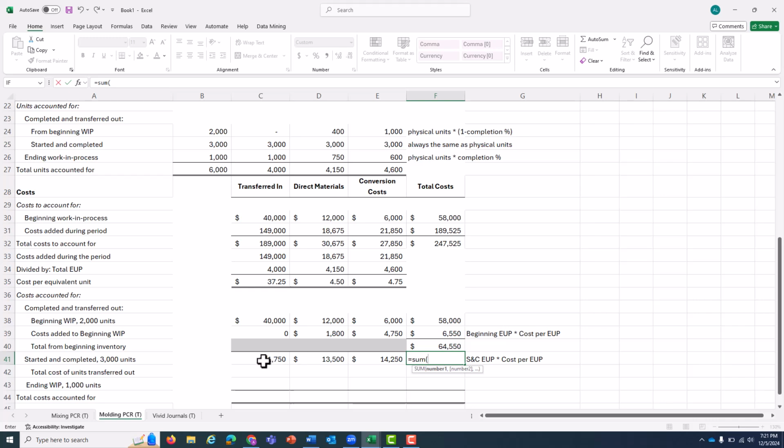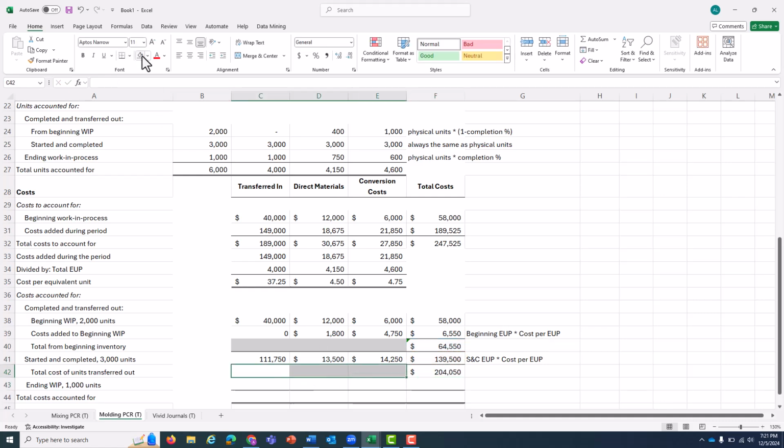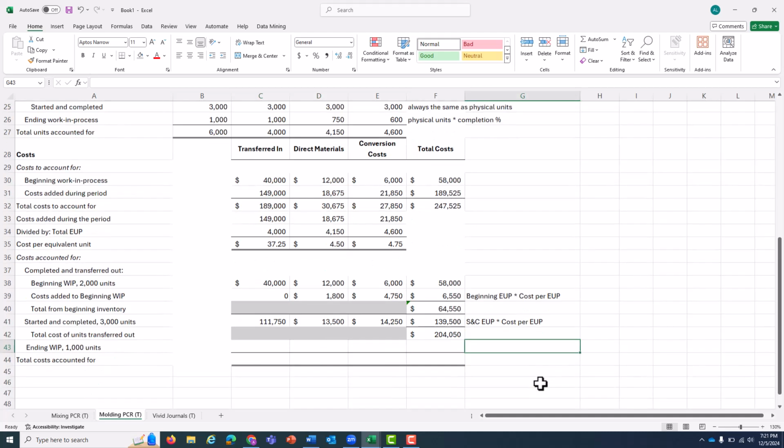And if we sum all that up, those 3,000 units that got made all the way by the molding department during the period cost $139,500. So all in all, what got transferred out as a FIFO company is the $64,550 that was in beginning inventory, plus $139,500 for the units that we started and completed and transferred out. And that's a total of $204,050. I'll make this portion gray here too, because all we really need is the total.